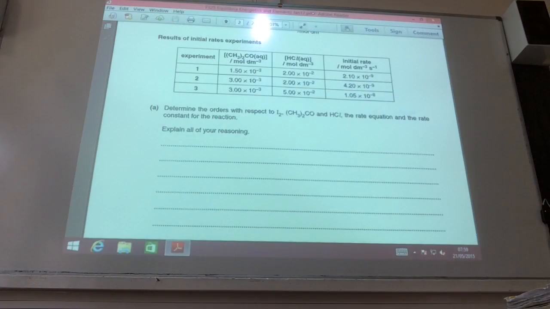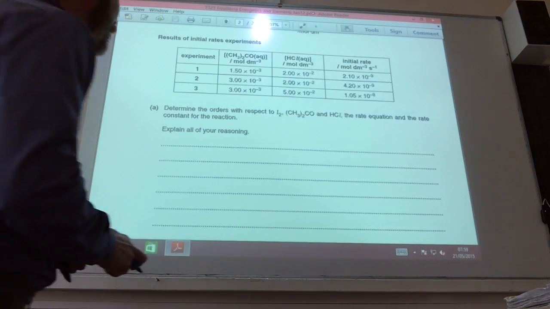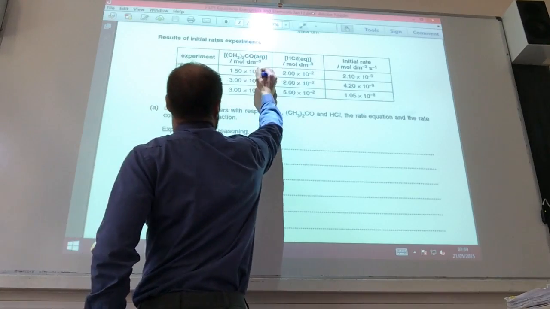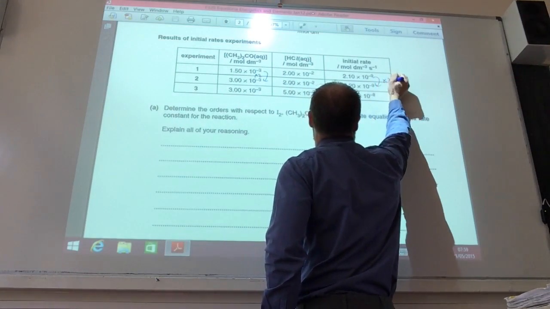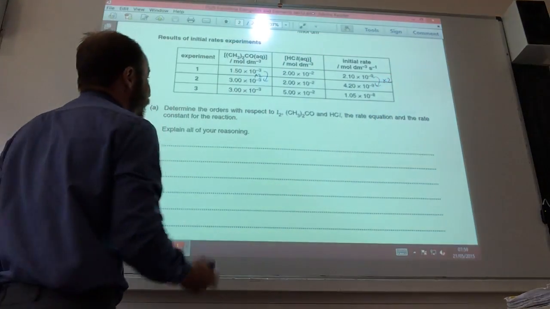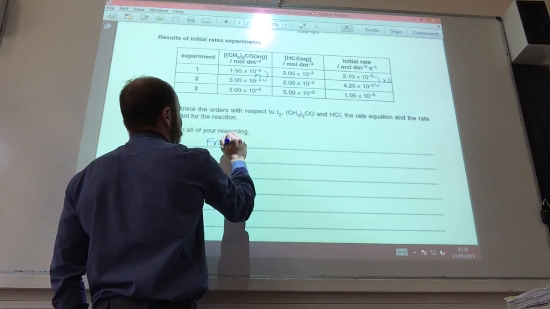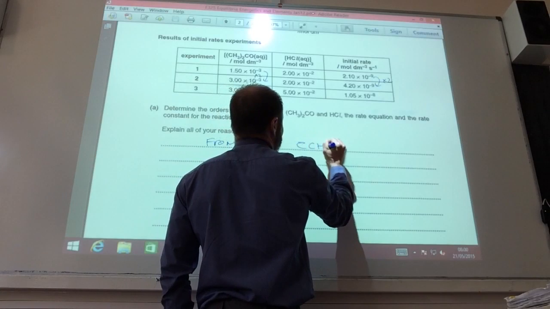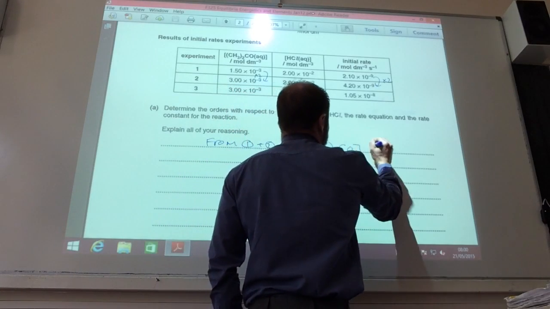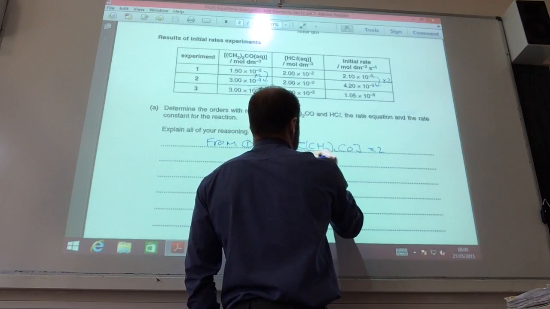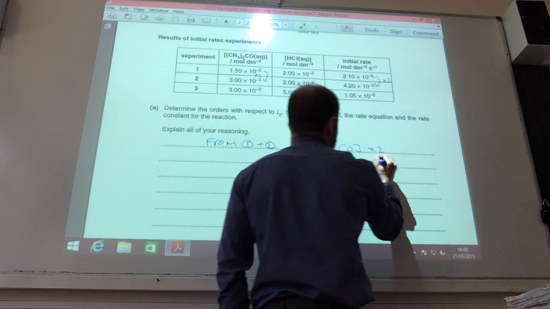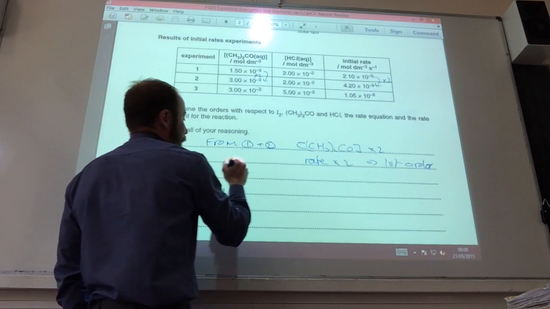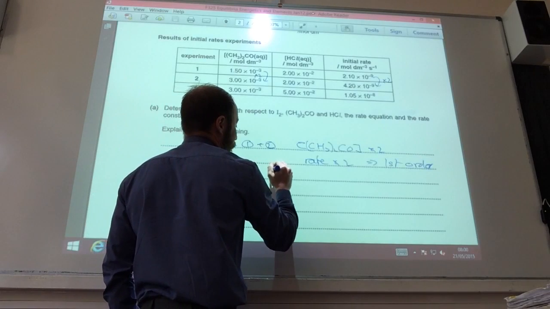Right, so for the next one, let's use the initial rate experiments. In experiments 1 and 2, you can see that the concentration of propanone has doubled, as has the initial rate, and therefore we can say from 1 and 2, if the concentration of propanone times by 2, the rate times by 2, and therefore it's first order with respect to propanone.